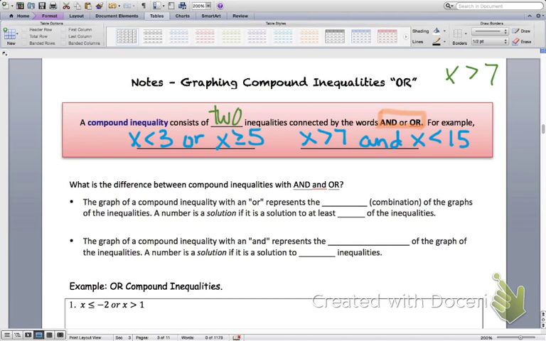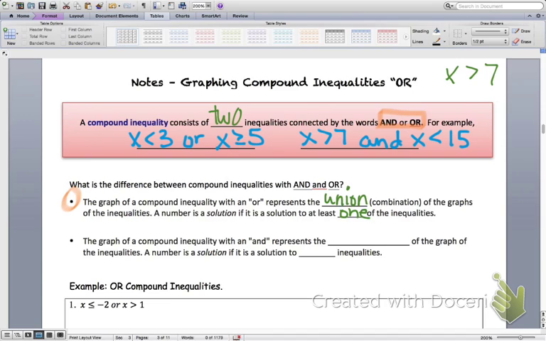So let's take a look at the first one, which is the ones with the word or. The graph of a compound inequality with an or represents a combination, pretty much a union of the graphs. We're putting the two graphs together and making one graph from both of them. A number is a solution if at least one of the inequalities is true. So as long as it's true for one of the two inequalities, then it's a solution to the compound inequality. The word or says the first one is true or the second one is true. As long as one is true or both, then it's a solution.